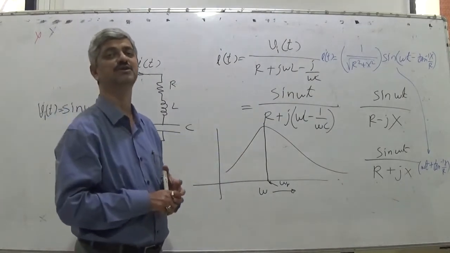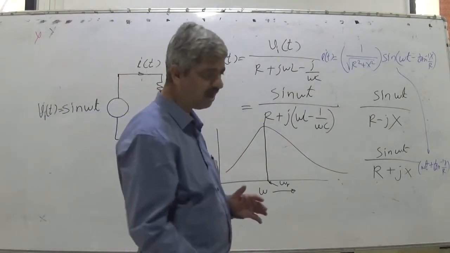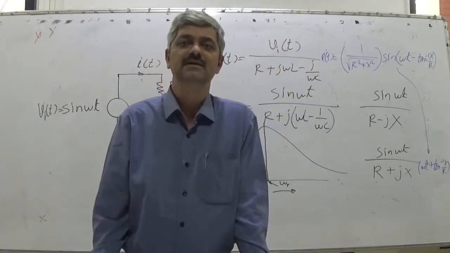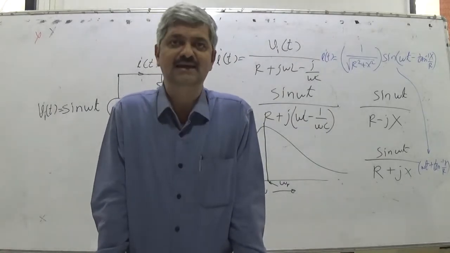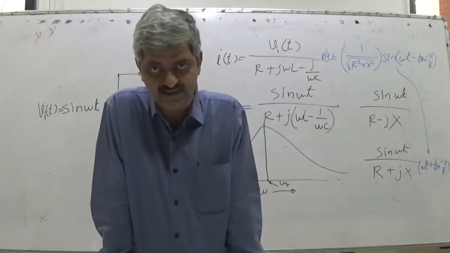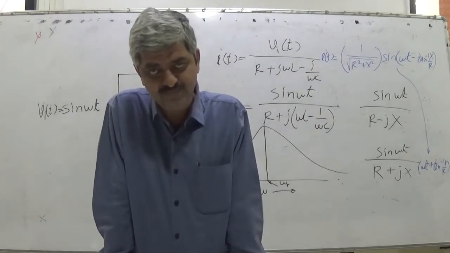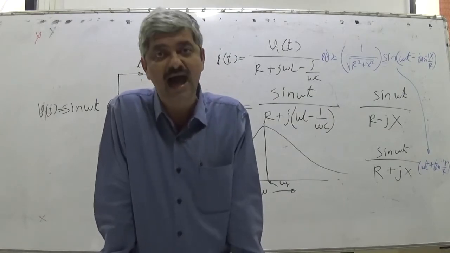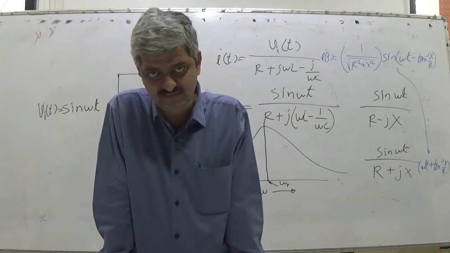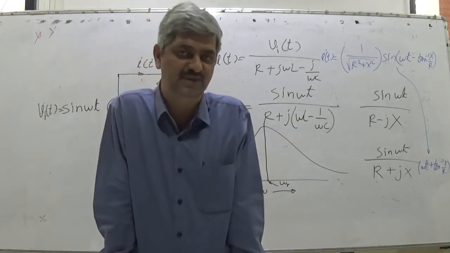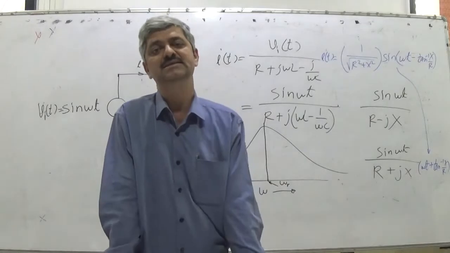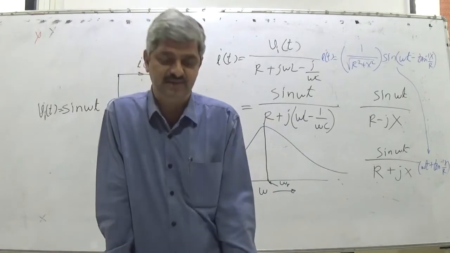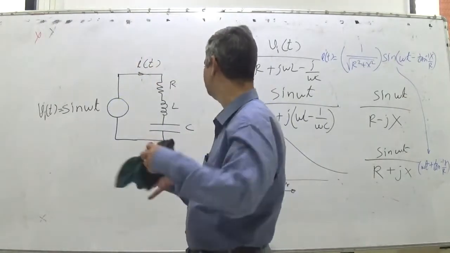This is called the resonance curve. So for an RLC series circuit, the current is maximum at resonance, and it reduces on both sides because of impedance, that is R plus jX, where X is negative for capacitor and positive for inductor. So the minimum impedance will be R at resonance, and on both sides it will increase. So this is the RLC series resonance circuit.